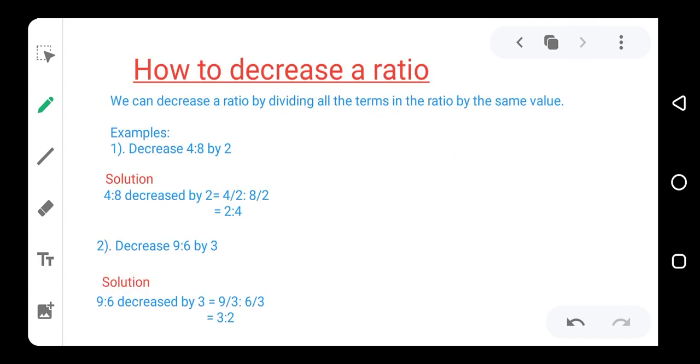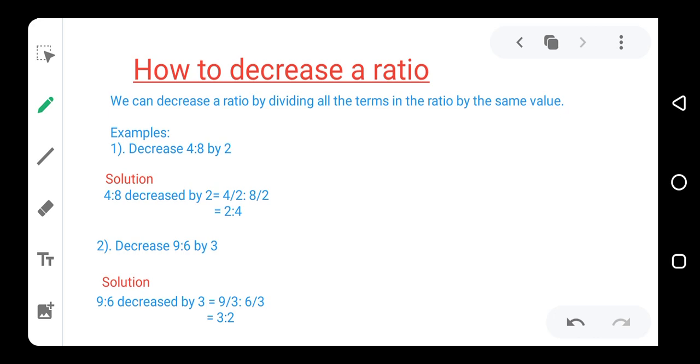If we are given numbers to decrease, we can actually decrease a ratio also. So we can be given a number or a ratio and asked to decrease it with a certain value or a certain number. Now what we do in decreasing is to divide each of the terms in the ratio by the number or the value given to us. For instance, if we are given 2 is to 3 and asked to decrease it by 2, what we do is that we divide 2 by 2 and divide 3 by 2.